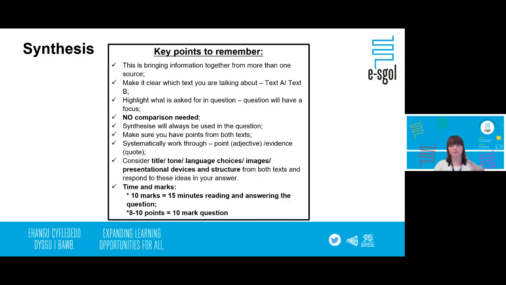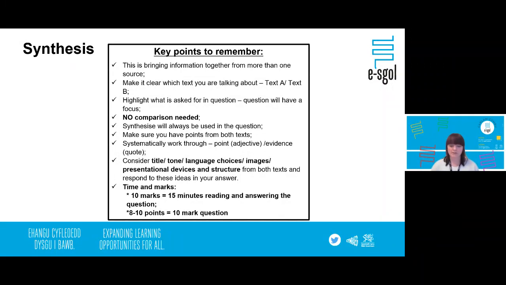Okay, so just some key points to remember with the synthesis one. So this is where you bring information together from more than one source. You need to make it clear which text you're talking about, whether it be text A, text B, text D, whichever. Highlight what is asked for in the question. So the question will always have a specific focus. There is no comparison needed. Lots of candidates generally slip into that comparison, and that's often the issue with this particular paper. The word synthesis will always be used in the question. So just be mindful to keep your eyes open for that.